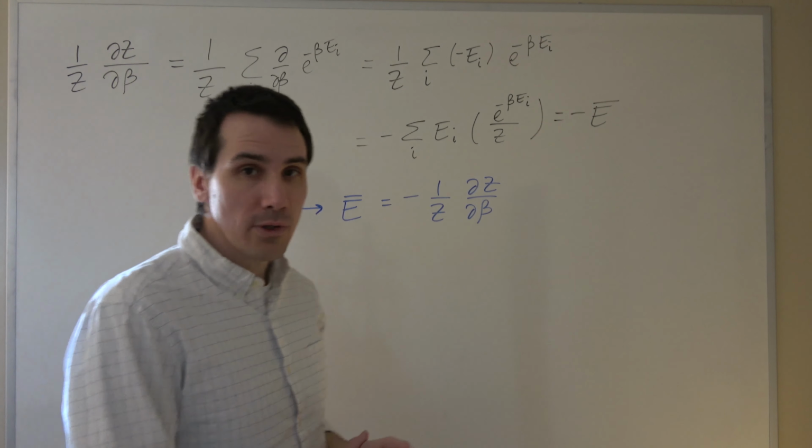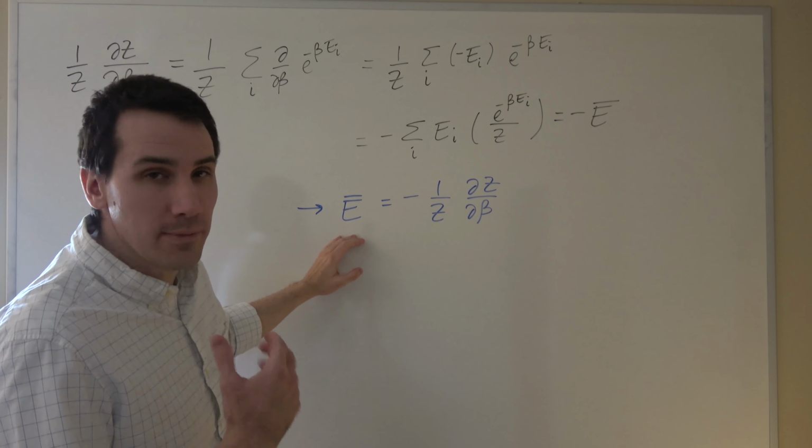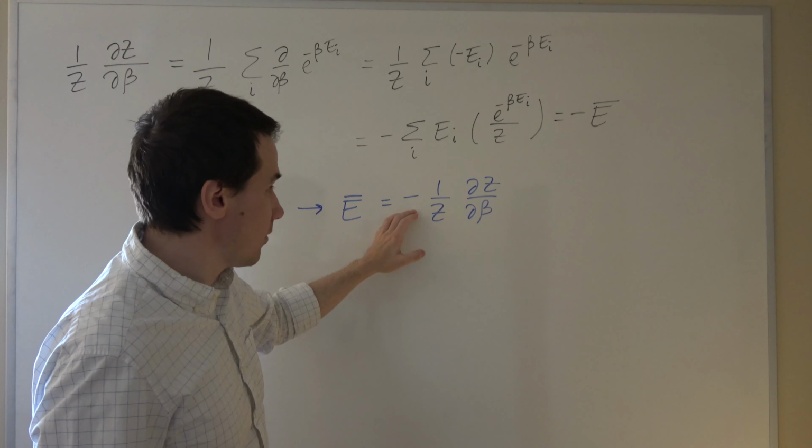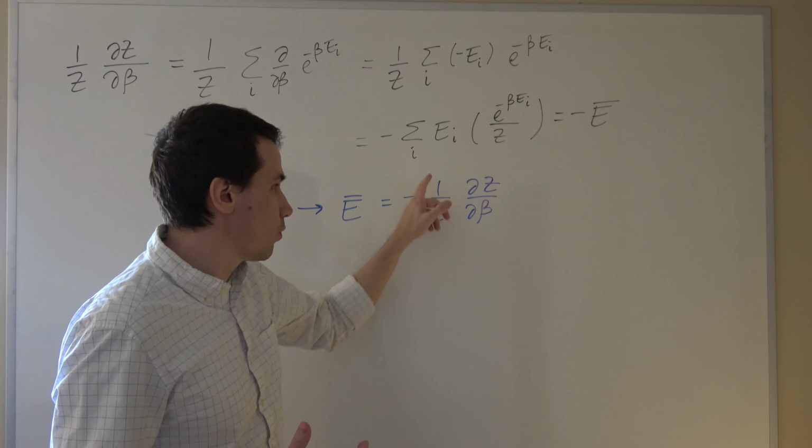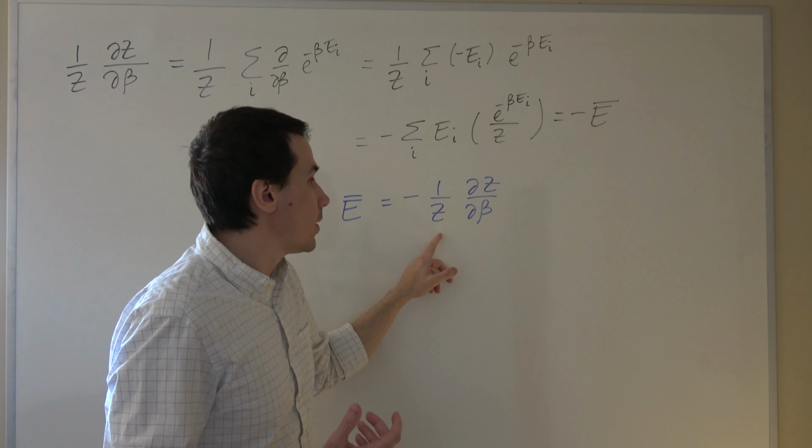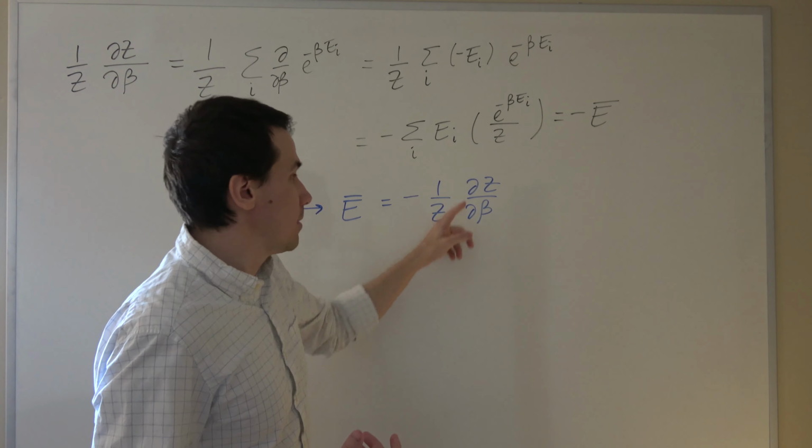So, in general, what we find is that the average energy can be found by the negative of 1 over the partition function, multiplied by the partial derivative of the partition function with respect to beta.